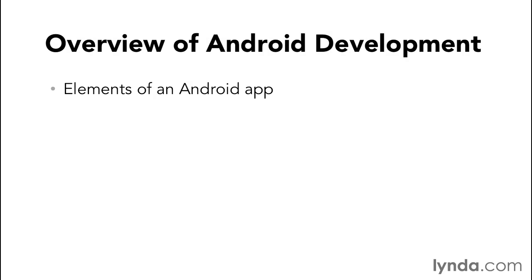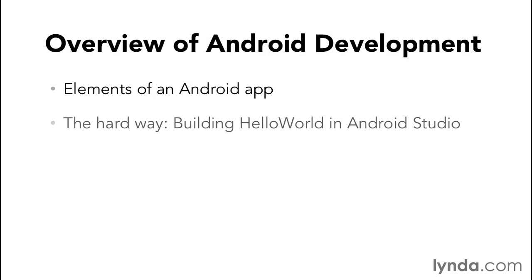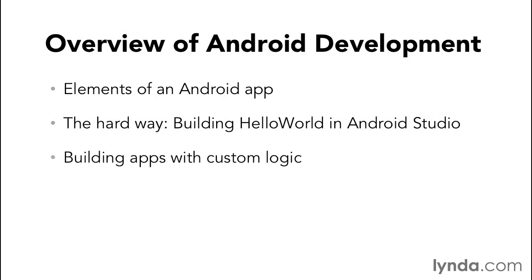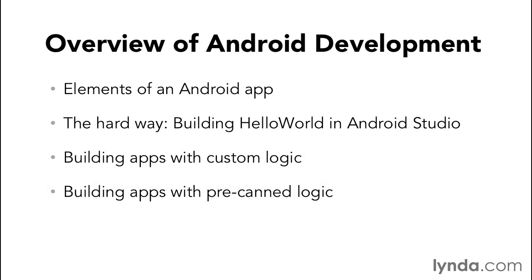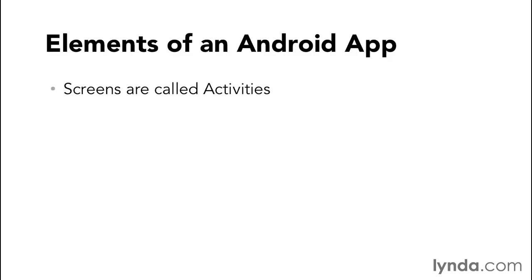So let's take a look at the elements of an Android app. Then we'll take a look at the hard way, building Hello World in Android Studio. Then we'll look at building apps with custom logic. And then we'll look at building apps with pre-canned logic. Every Android app has one or more screens. And in the world of Android, screens are called activities.